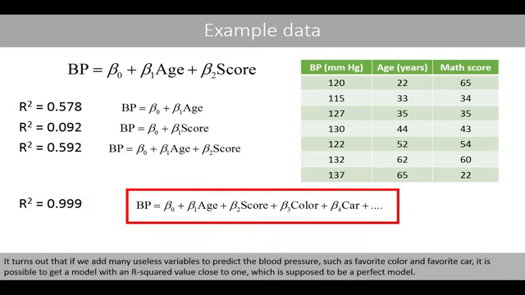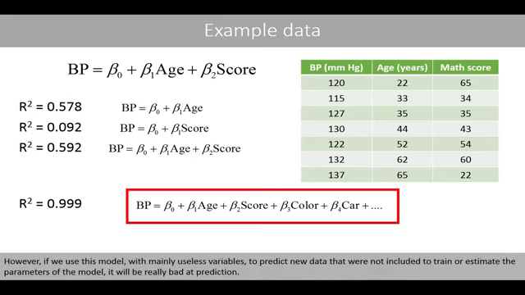It turns out that if we add many useless variables to predict the blood pressure, such as favorite color and favorite car, it is possible to get a model with an R-squared value close to 1, which is supposed to be a perfect model. However, if we use this model with many useless variables to predict new data that were not included to train or estimate the parameters of the model, it will be really bad at prediction.